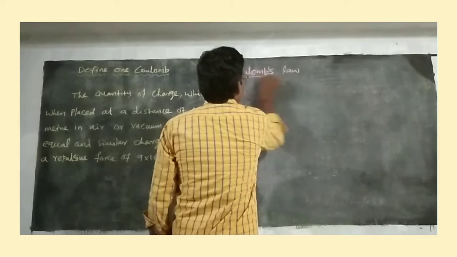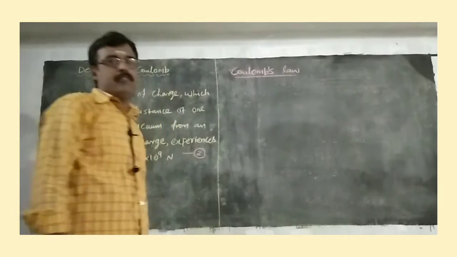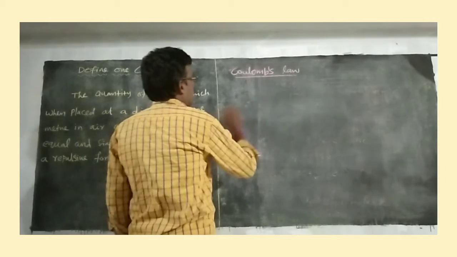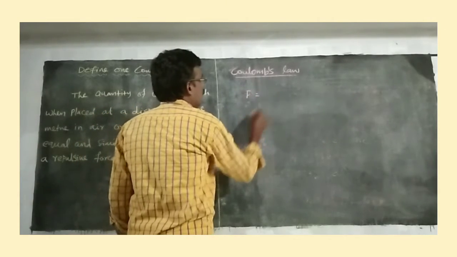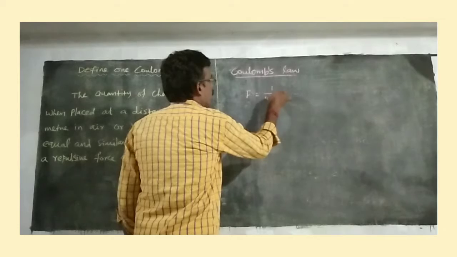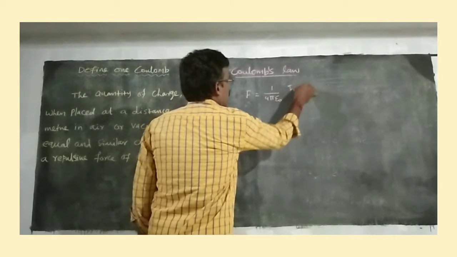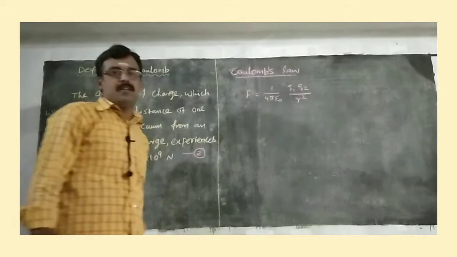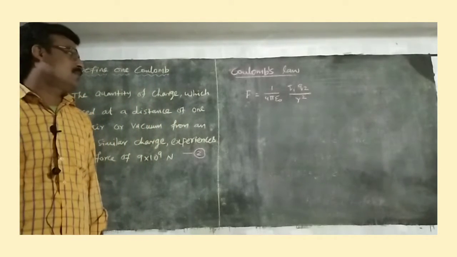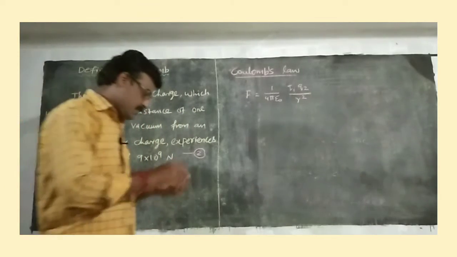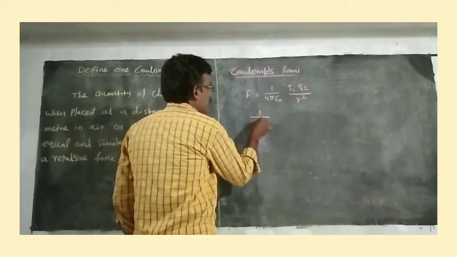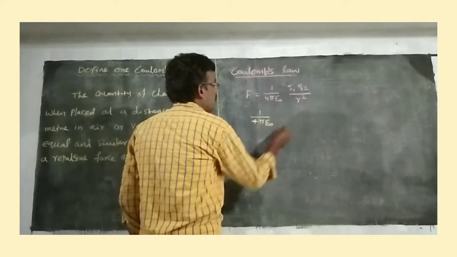So in Coulomb's law we developed a formula. What was the formula for the electrostatic force? F is equal to 1 by 4 pi epsilon naught Q1 Q2 by R square. This is the formula we have developed. From this we have a value for 1 by 4 pi epsilon naught. What is the value for 1 by 4 pi epsilon naught?